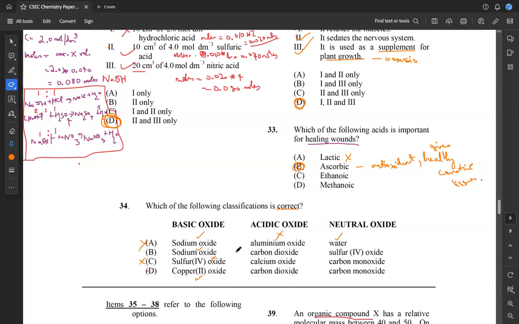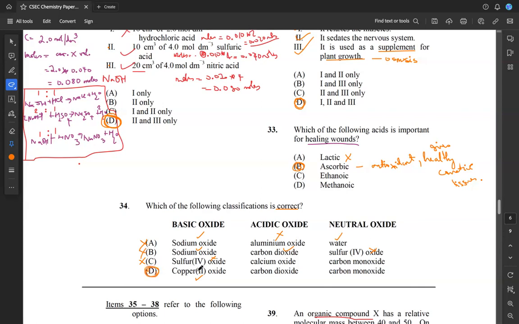Okay? Now let's look at carbon dioxide. Carbon dioxide is an acidic oxide. That's true. But sulfur dioxide, as we said, is an acidic oxide. So this is under the wrong title. And so we can strike out B as well. So that leaves us with D, guys. So these are the answer for 34.